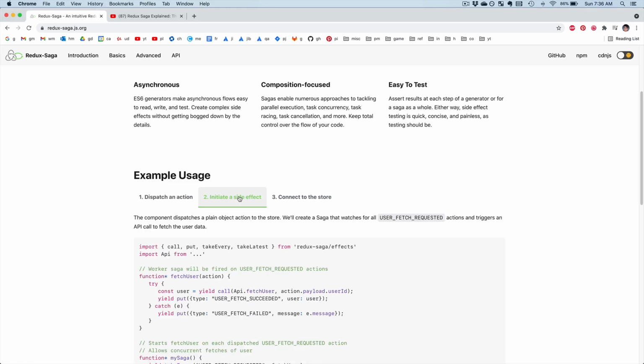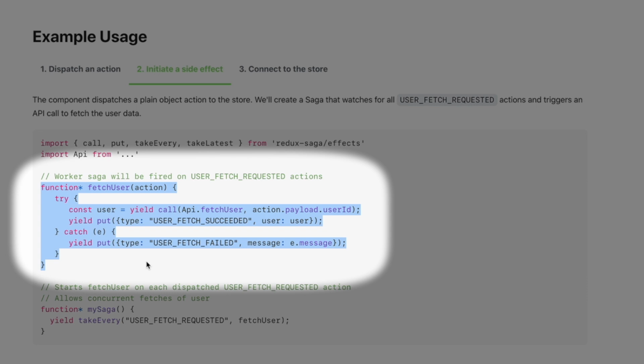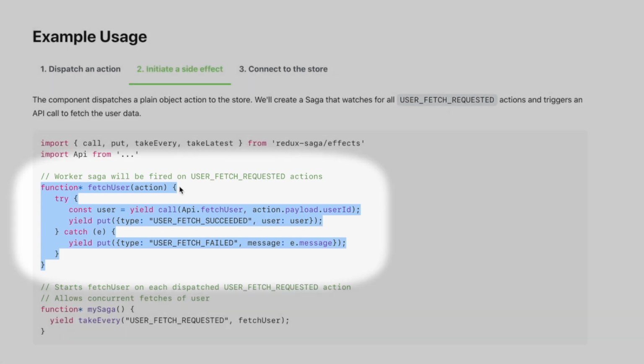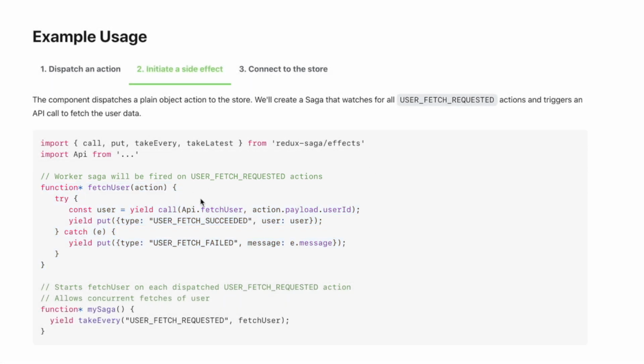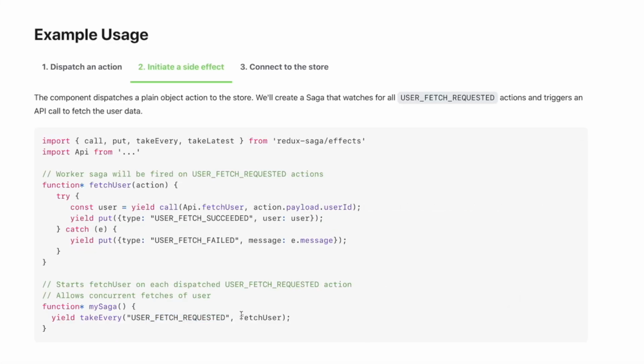If you look here, this is the very meat of Redux Saga, and you have all these weird fancy things like this star operator, which means this is a generator function, but don't worry about all the fancy terminology for that. All you have to look at is that every time this action is called, something that has user fetch requested as its type, it's going to call this generator function over here, and it's going to run these lines of code.